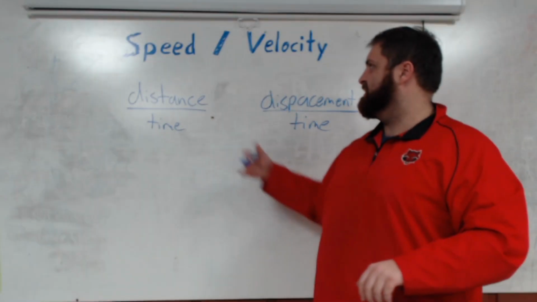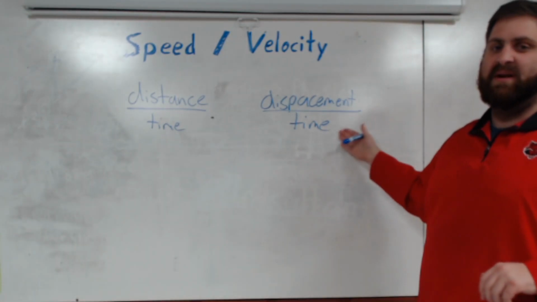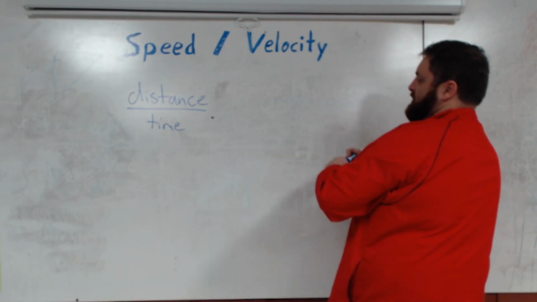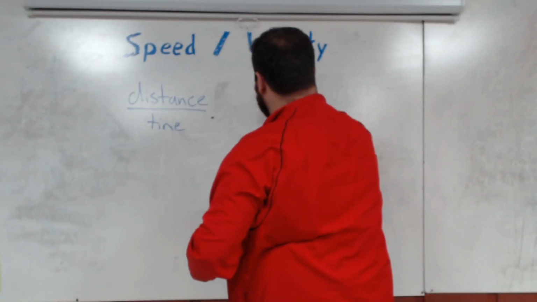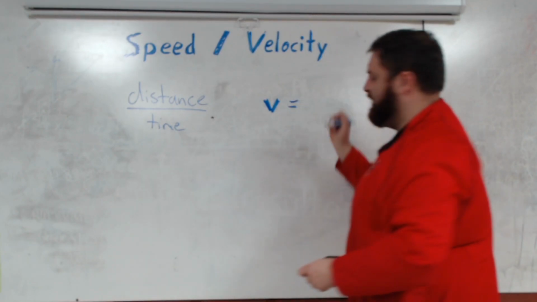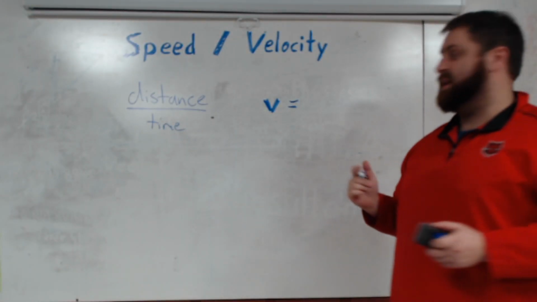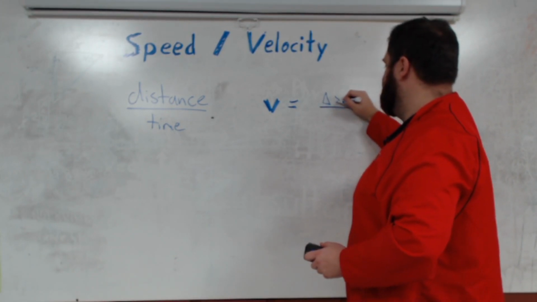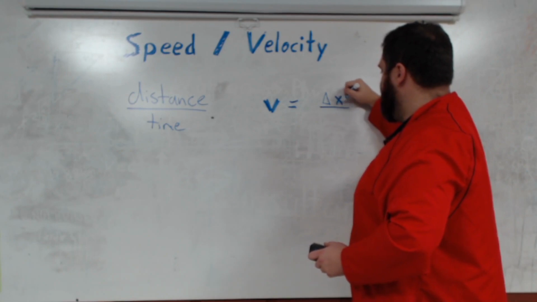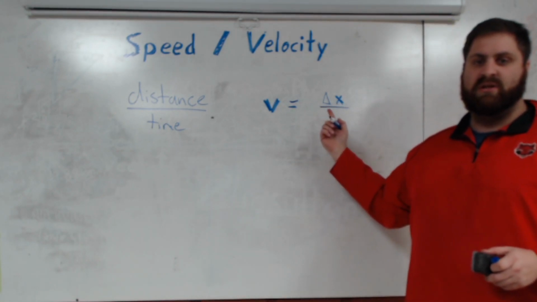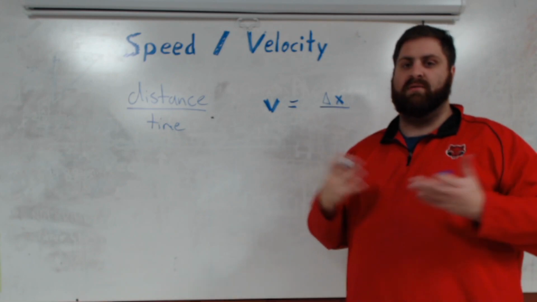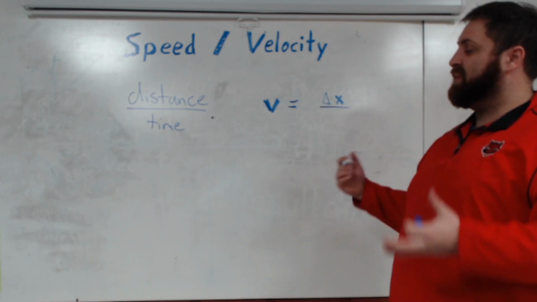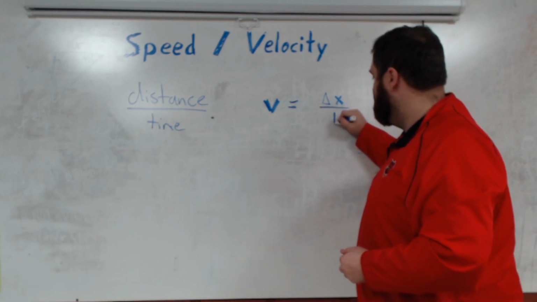We said speed is distance over time. We said velocity is displacement over time. So let's say we make velocity v. Velocity is v, and what did we just say v equaled? Displacement over time. So what is displacement? That is change in distance. I'm just going to put delta x for change in distance. Delta means change, and we put an x there just to give some sort of value. So change in x, change in distance, is what we're talking about. That will give us displacement divided by time.